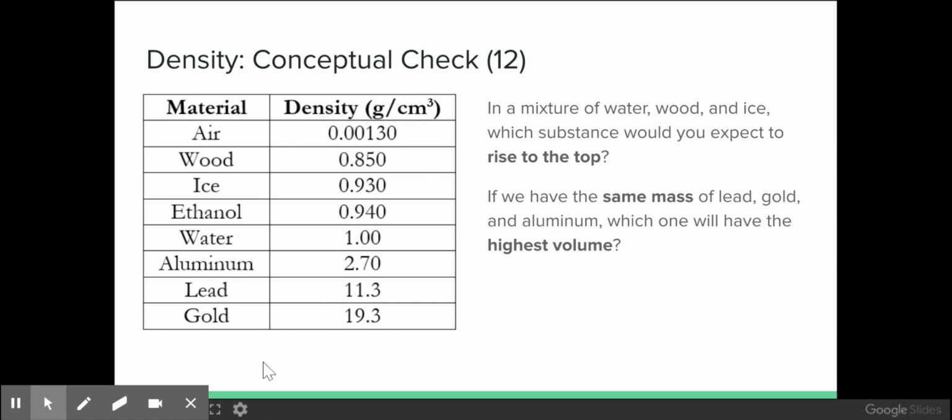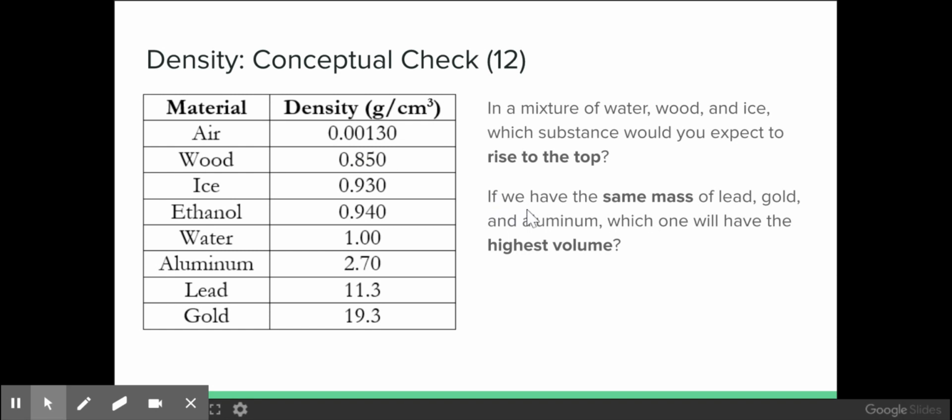This table summarizes some of the densities of various objects. Air, not very dense. Gold, one of the highest density elements on the periodic table. In a mixture of water, wood, ice, which would you expect to rise to the top? I'll give you a minute to look at this table and figure that out. Ice and wood are less dense than water, so the water would probably be on the bottom, followed by the ice, and then the wood's probably going to float on top of that. The lower the density, the more it's going to float compared to things that are denser.